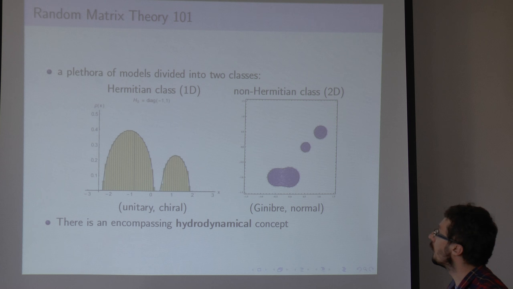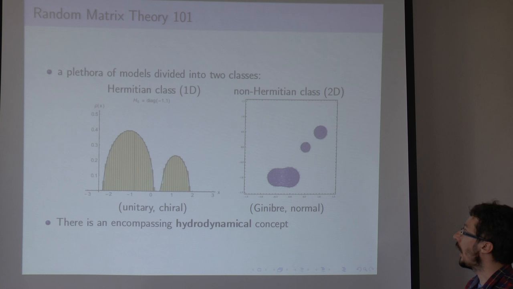As I said before, there are really dozens of random matrix models, and I'm interested in basically a certain description in which it turns out that the main distinction between those models is whether the eigenvalues of these models live on one-dimensional domains of the complex plane, or whether they live on a two-dimensional domain.